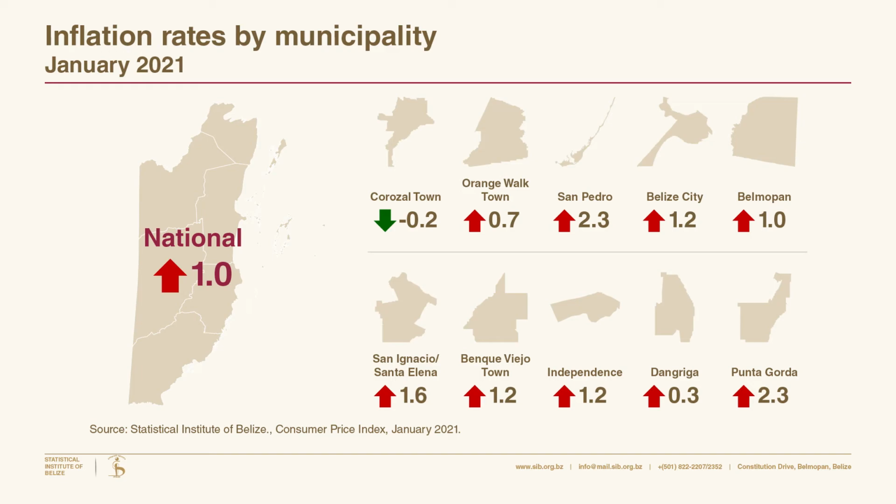On the other hand, in the north, Corozal town experienced the lowest inflation rate, with prices going down by 0.2% when compared to January of 2020, as consumers in this town saw greater than average reduction in clothing, footwear for women, and hotel accommodation. Now that we have seen the inflation rate at the municipality level, let's look at the inflation rate at the regional level. This will tell us if prices are increasing or decreasing within our close neighbors.